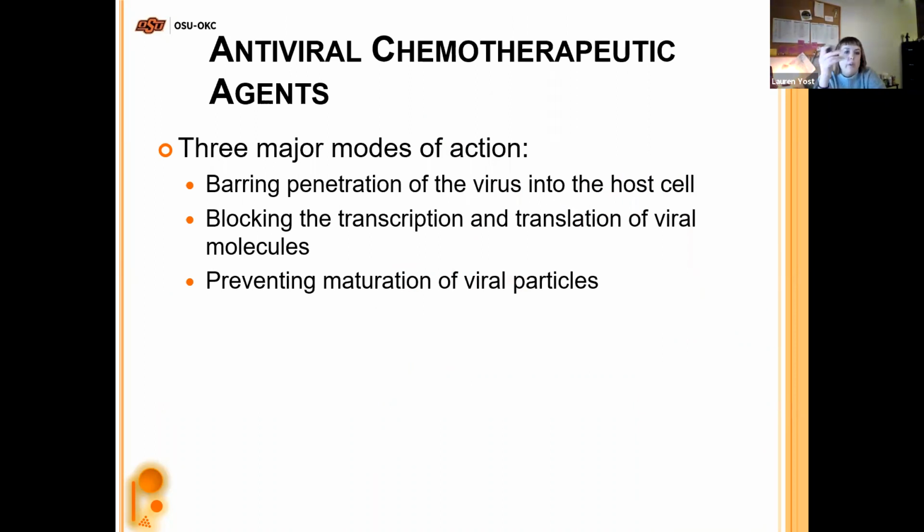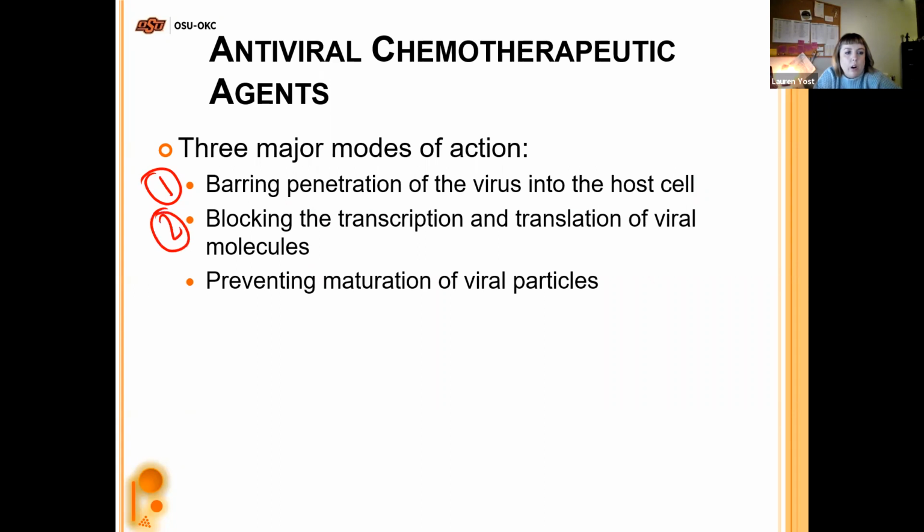We have the antiviral chemotherapeutic agents. Viruses are difficult because they do hijack our cellular machinery, right? So how do you target the virus without being toxic to the host? So here are some of the major modes of action. These are probably important to know. I would probably know these.